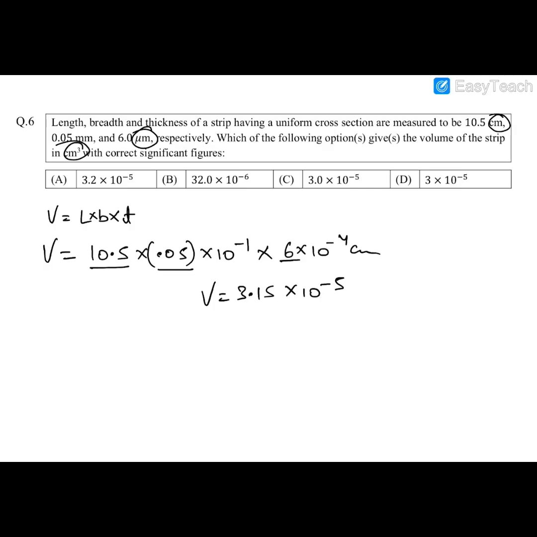And we know that the rules of multiplication in significant figures say that we have to report the final answer in that number of significant figures which is the least significant figures in the multiplied quantities. So the multiplied numbers are these three, and in this there are 3 significant figures, 3 SF. In this there are only 1 SF, and in this there are 2 SF.